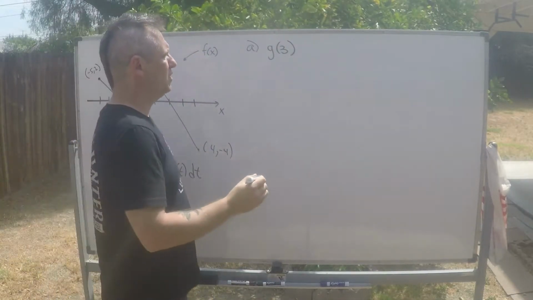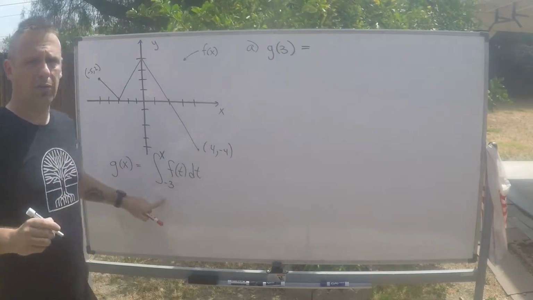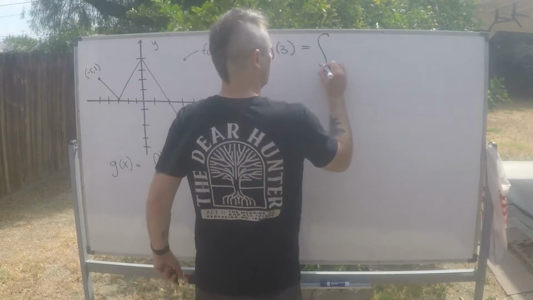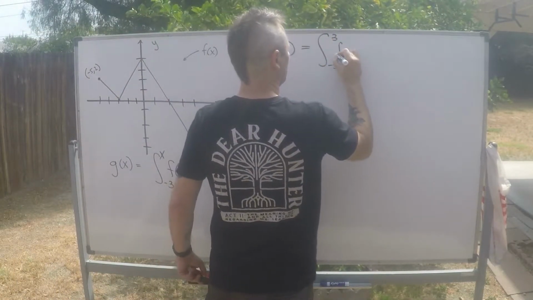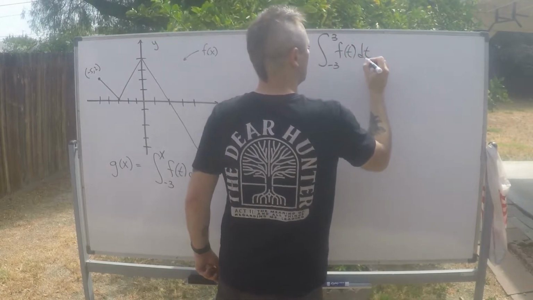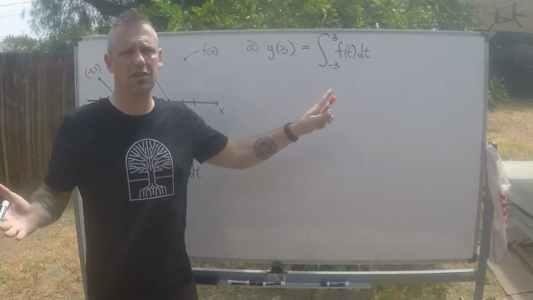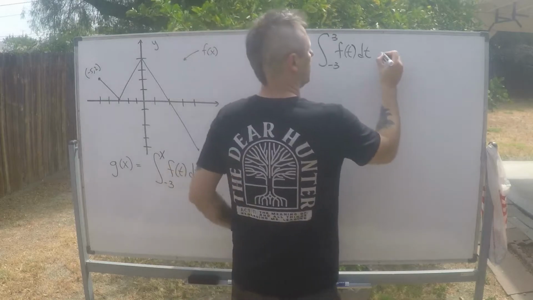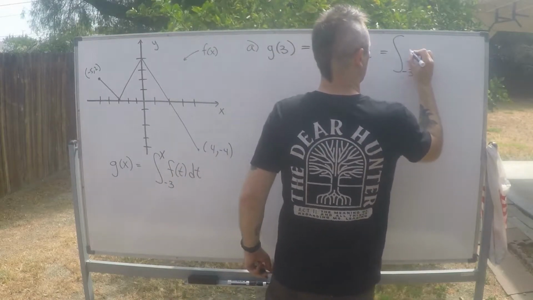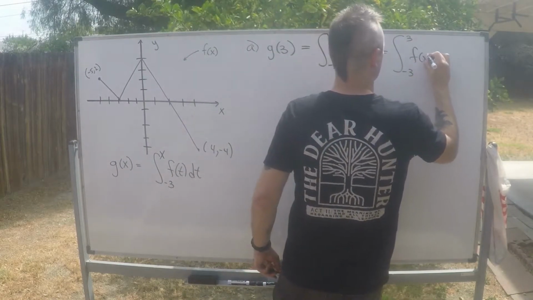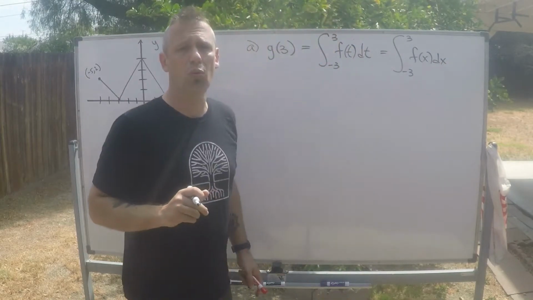So let's see. g of 3, using this formula down here, is the integral from -3 to 3 of f of t dt. And I should point out that now that the 3 is completely gone, there's nothing wrong with us simply writing this as the integral from -3 to 3 of f of x dx. These are literally equal to one another.